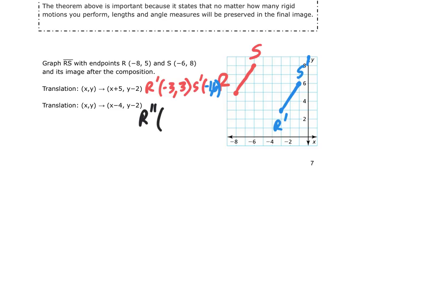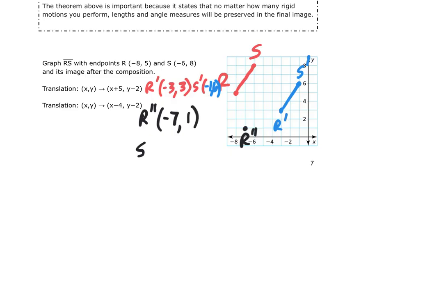Okay, we're going from the new figure. Okay, so that would be -7. And then my y value was at 3, and we're going down 2, so we get 1. So -7, 1. Okay, and we're going to label that one as R double prime.